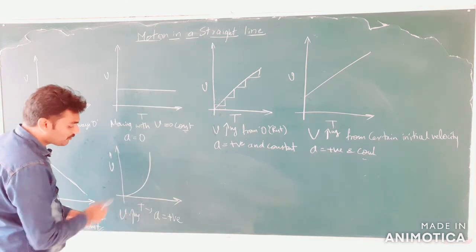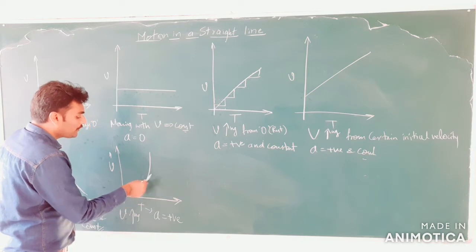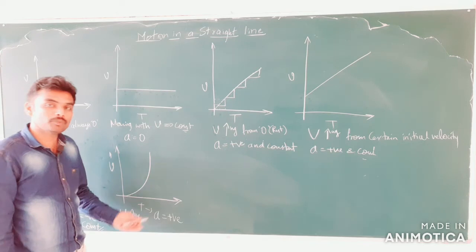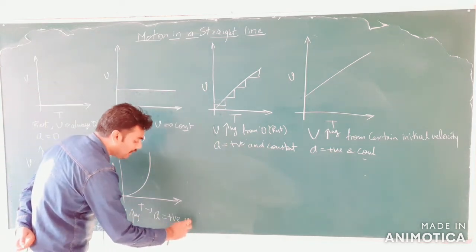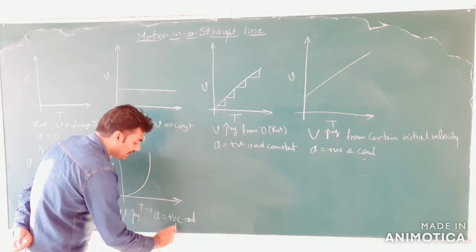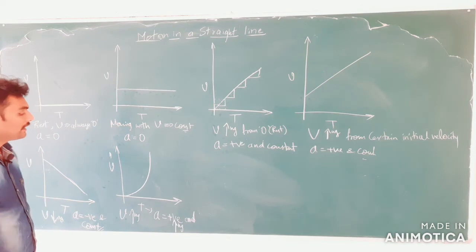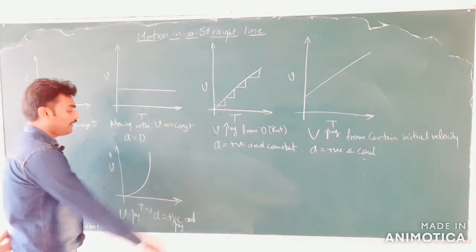So acceleration is positive, that's right, because velocity is increasing, and the slope is increasing with time. What is slope? Slope is acceleration, and hence acceleration is positive and increasing. Okay, acceleration is positive and increasing for this graph. Clear? Okay.